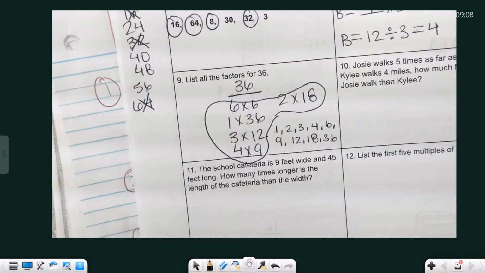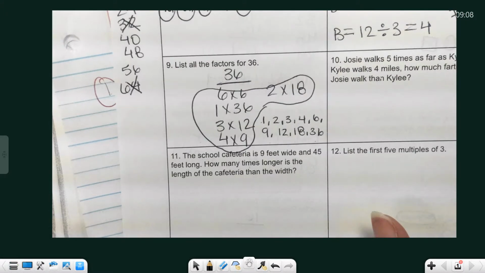Okay? Any questions about number 9? We took a test on this, so this will be going home in your take-home folder. We actually took a test on just listing factors of 36. Okay? Number 10.